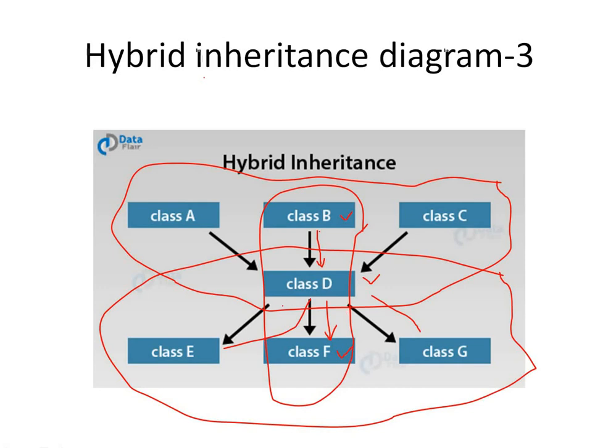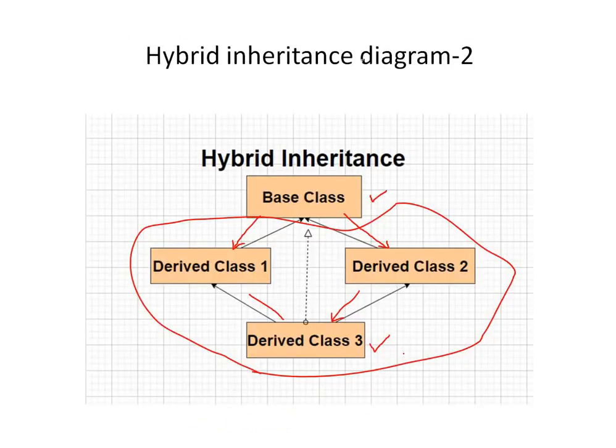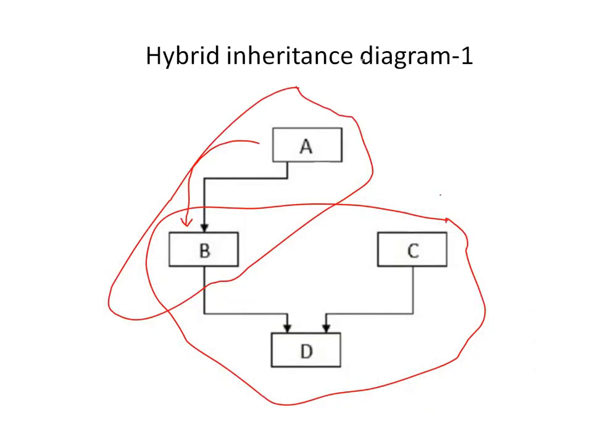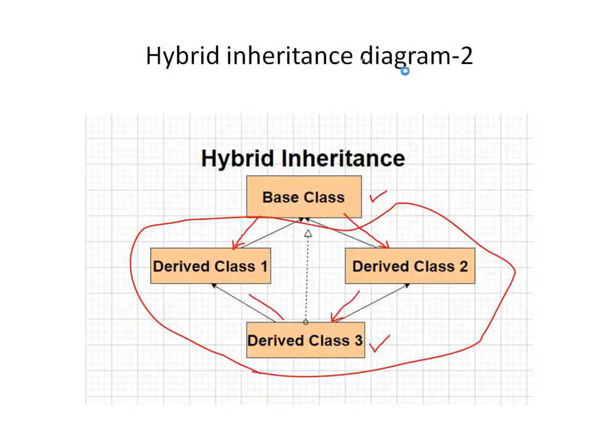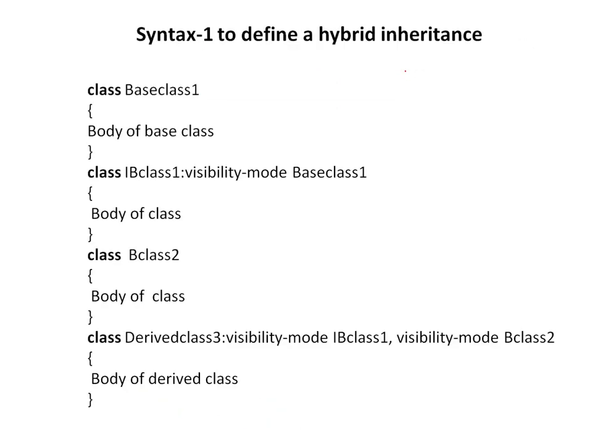If you consider the path from class D to class E, class D to class F and class D to class G, this is hierarchical inheritance. So hybrid inheritance is a combination of all the inheritances, or simply, hybrid inheritance is a combination of two or more inheritances. Now let us go to the previous slides. In order to implement this hybrid inheritance diagram 1, we have to follow this syntax. Syntax 1 to define the hybrid inheritance.